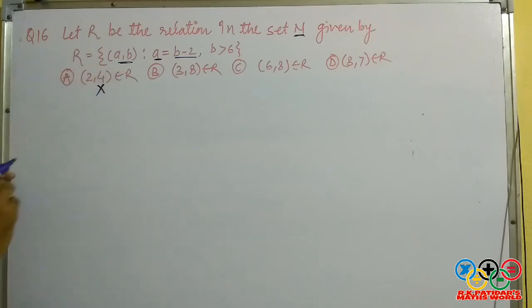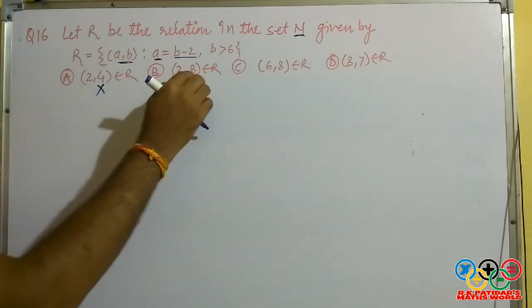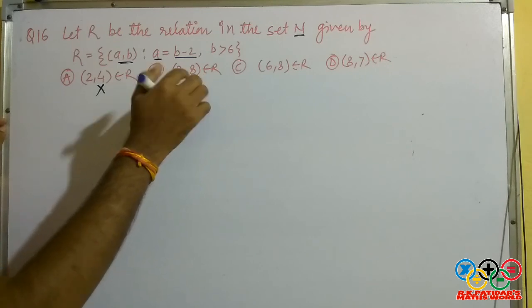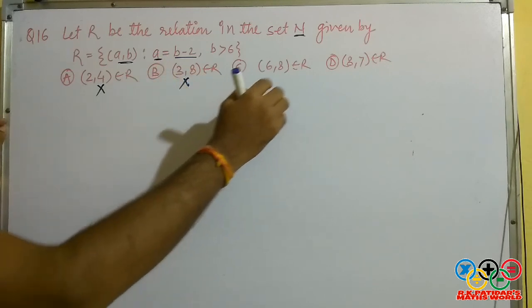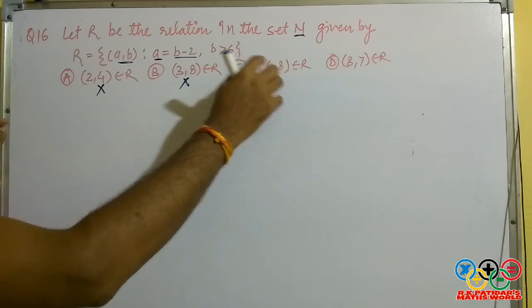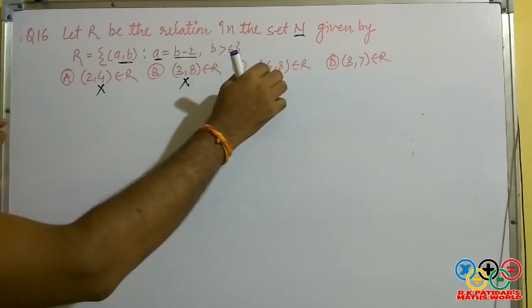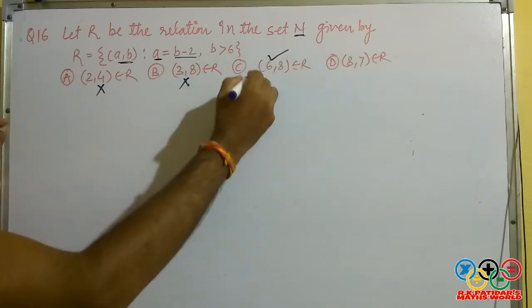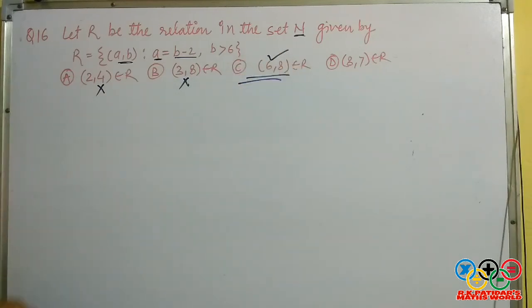ये B जो है 6 से ग्रेटर नहीं है. B minus 2 जो है A होना चाहिए. तो 8 minus 2, 6 होता है. तो ये भी नहीं होगा. Yes, B is greater than 6 and 8 minus 2 is 6. Yes, it is correct. So इसका ये ऑप्शन जो है वो.